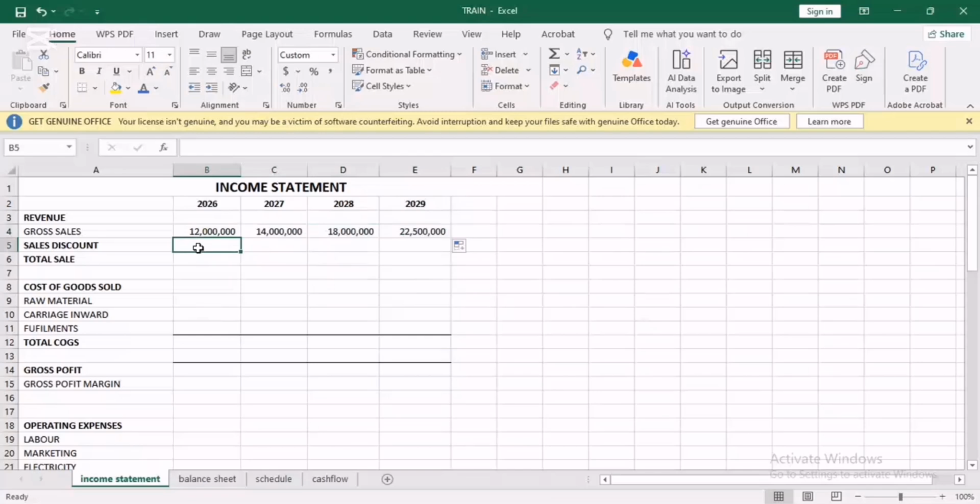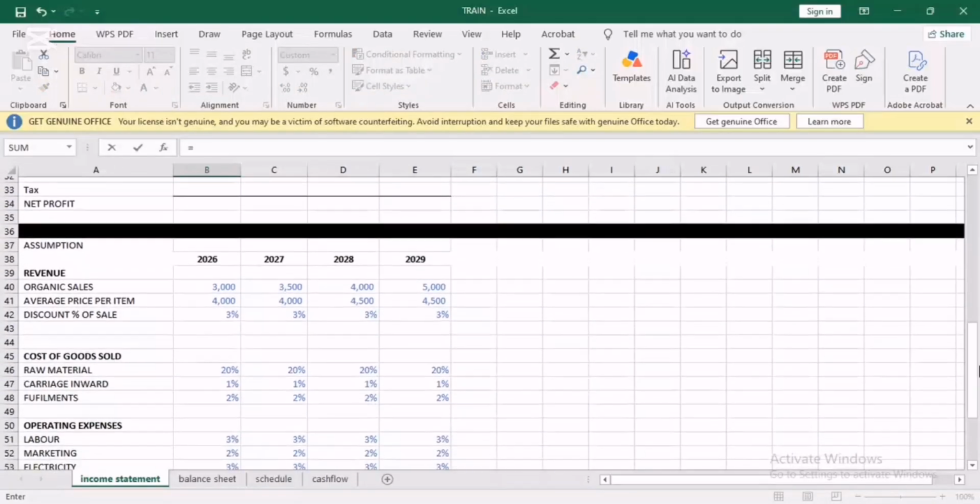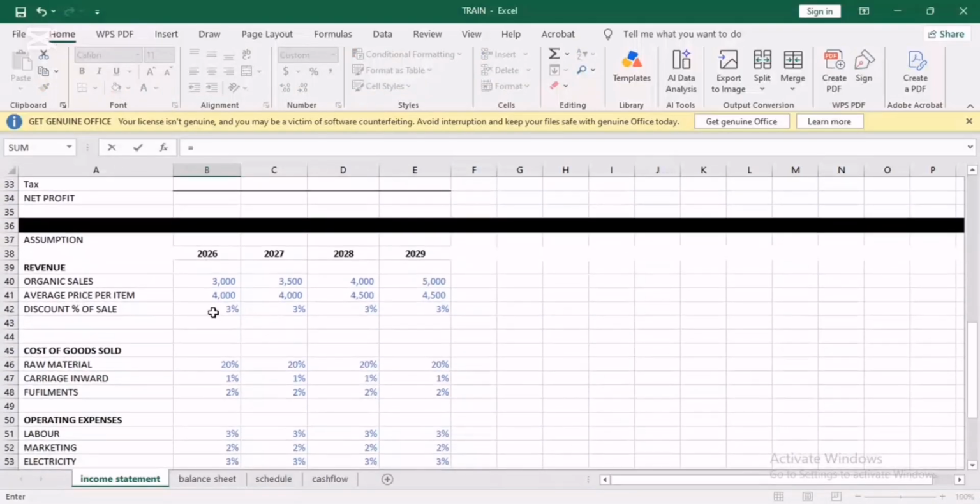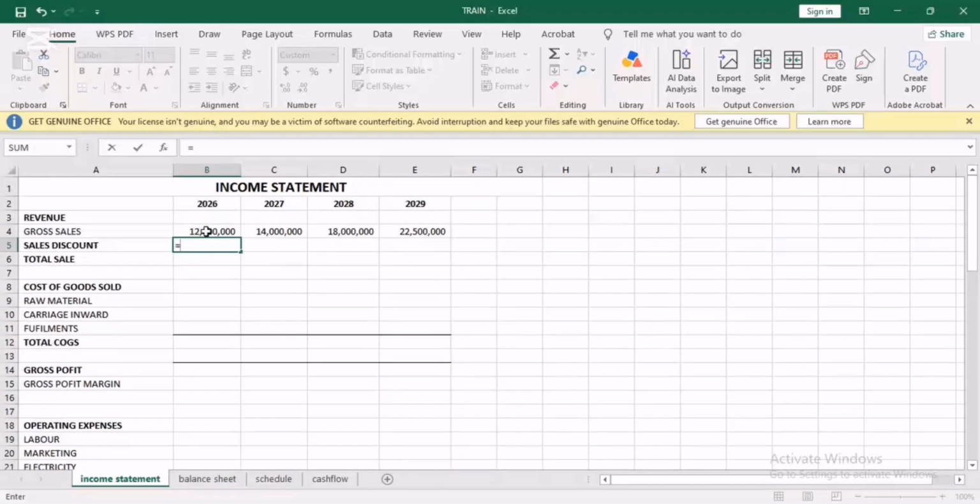Then the next one is sales discount. How do we do that? We hit our equal to. So see the percentage that we are forecasting for sales discount. Sales discount is 3% of gross sale. So right up here is the gross sale. So we hit here. Let's put our multiplication sign right away and take away this unnecessary pop-up.